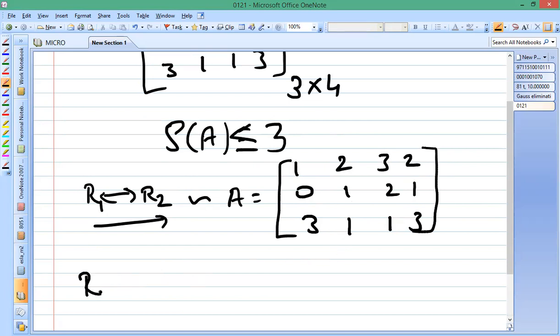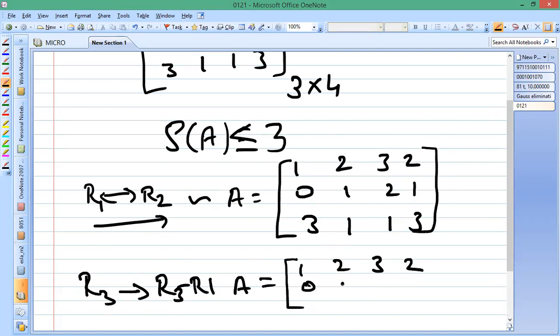So for row 3 you should get the values as 0. For row 3 to get 0, we do R3 minus 3R1. 1, 2, 3, 2 will be there and 0, 1, 2, 1 will not change. So R3 minus 3 times R1. Okay, 3 minus 3 is 0, 1 minus 6 is minus 5, and here 1 minus 9 is minus 8 and minus 3.